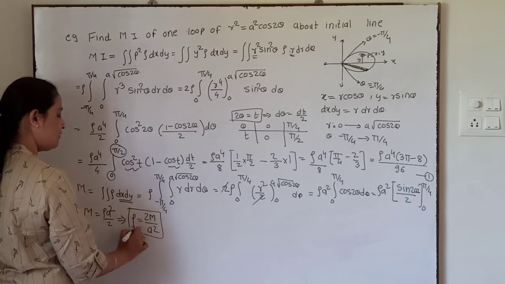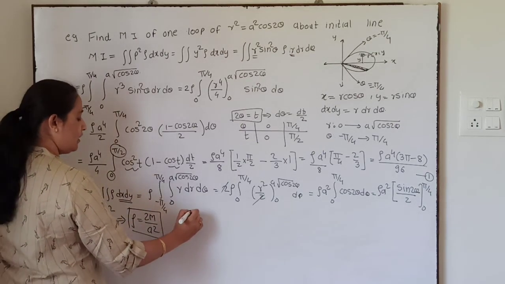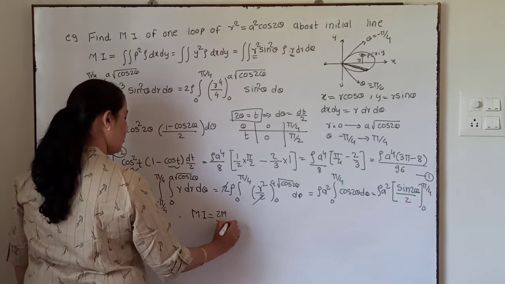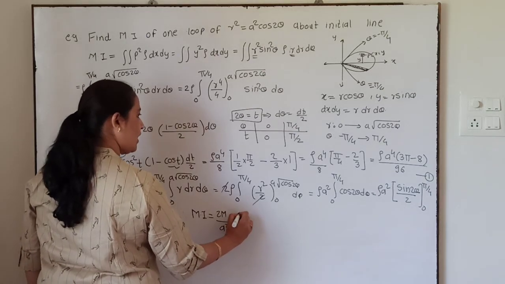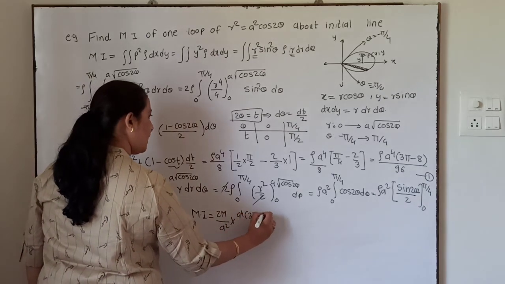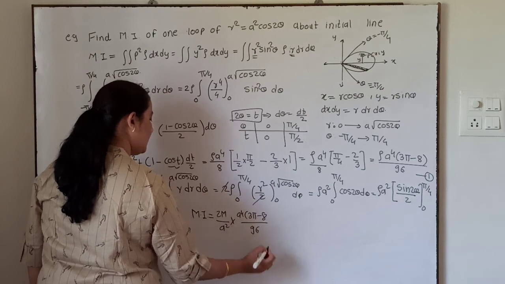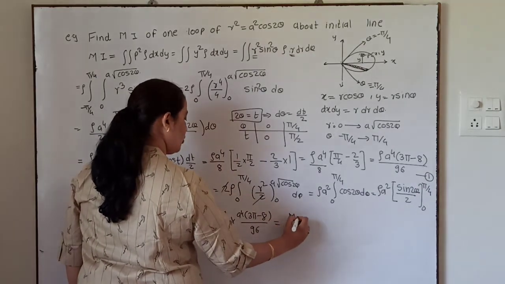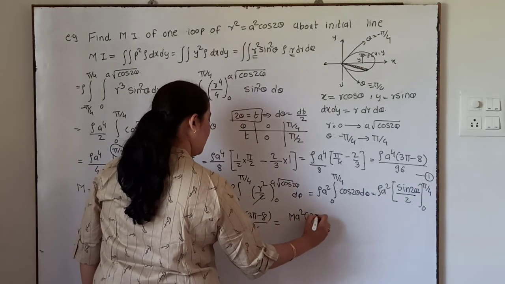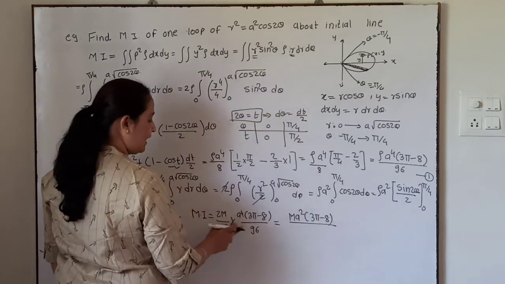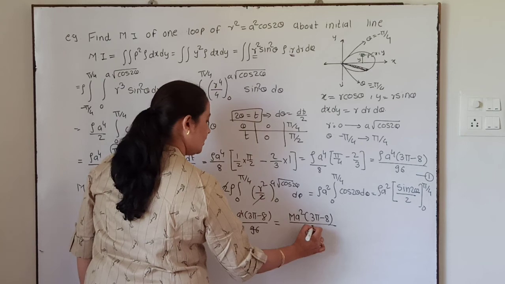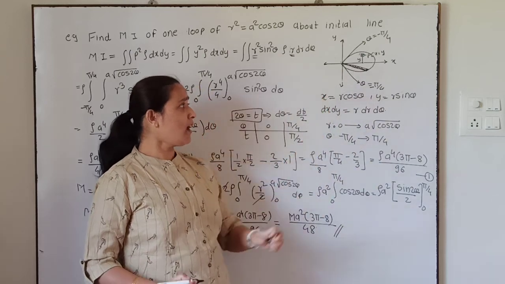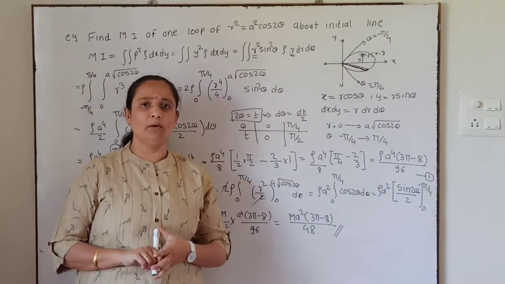We will substitute this value of rho in equation 1. Therefore, you have moment of inertia is equal to 2m upon a square into a raised to 4 into 3 pi minus 8 upon 96, that is equal to a raised to 4 upon a square is a square. So you have m a square into 3 pi minus 8 upon, if I divide 96 by 2, you will get 48. So this is the moment of inertia of one loop of r square equal to a square cos 2 theta about the initial line.